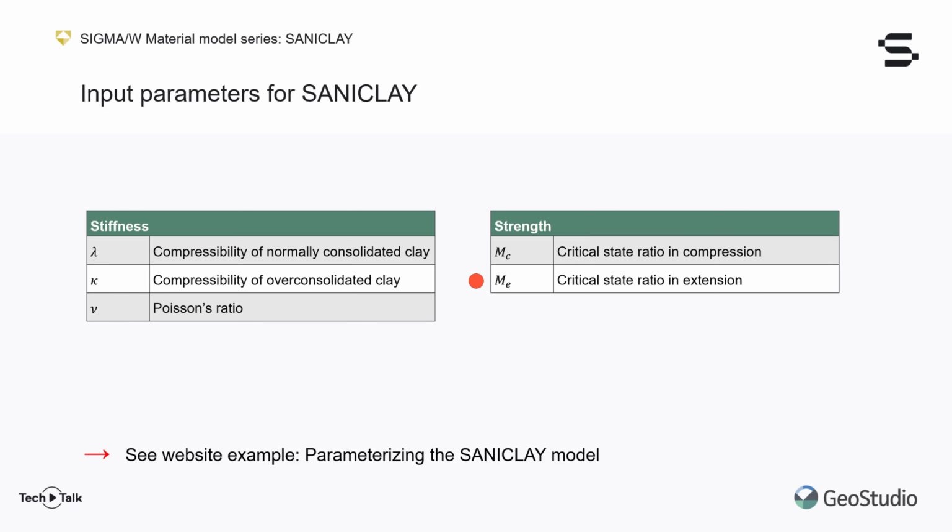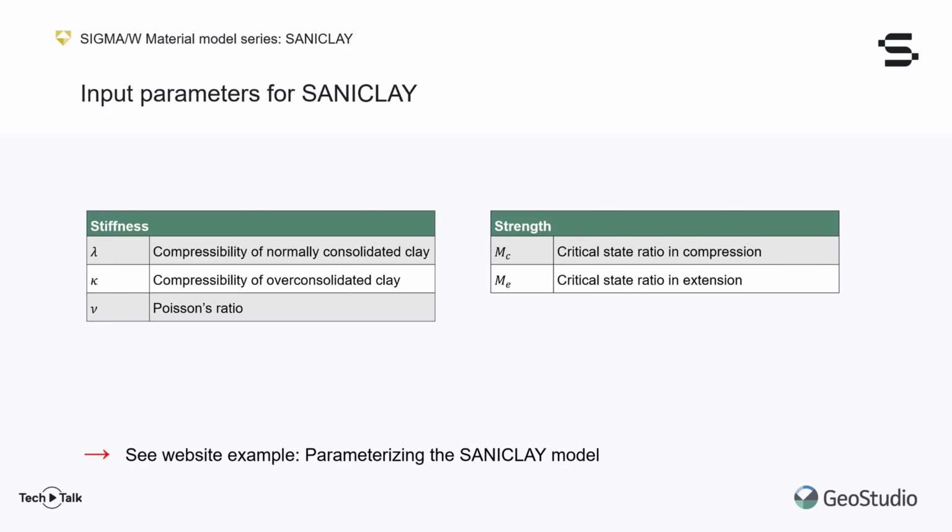MC and ME are the critical state ratio in compression and extension, respectively. It is generally accepted in the literature that the critical state ratio is a function of the load angle, or the relative magnitudes of the principal stresses, if you will. Specifying MC and ME will bound the domain where the general critical state ratio M is calculated. Remember that this parameter is used in the plastic potential surface equation.